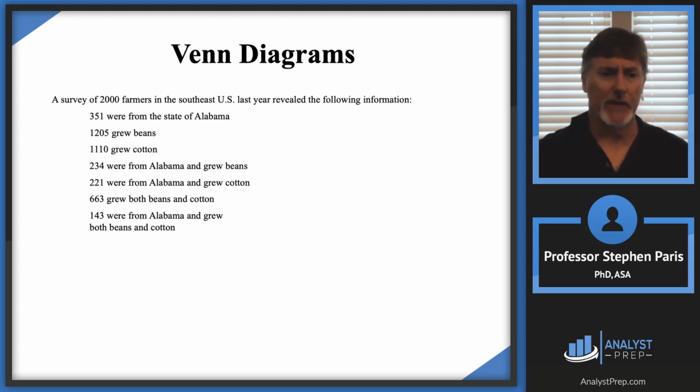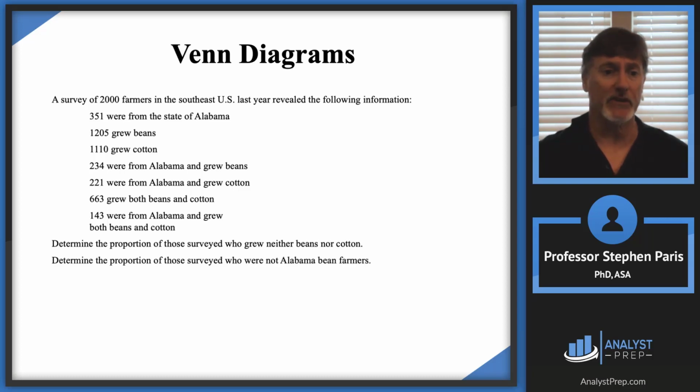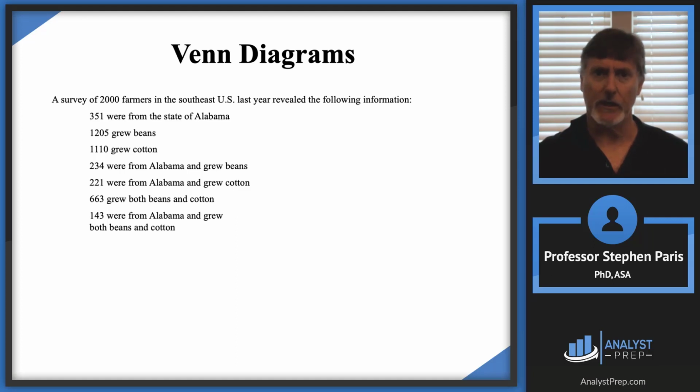And the question might be, let's determine the proportion of those surveyed who grew neither beans nor cotton. Or another question might be, determine the proportion of those surveyed who were not Alabama bean farmers. So let's look at those types of questions, and I'm going to set it up with the Venn diagram.